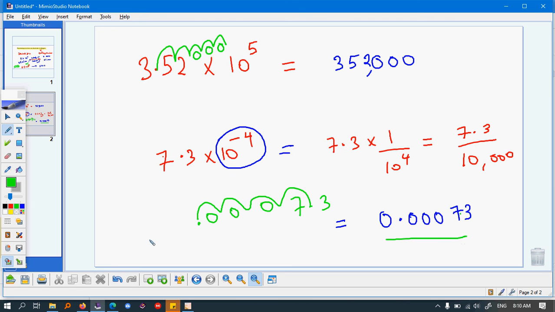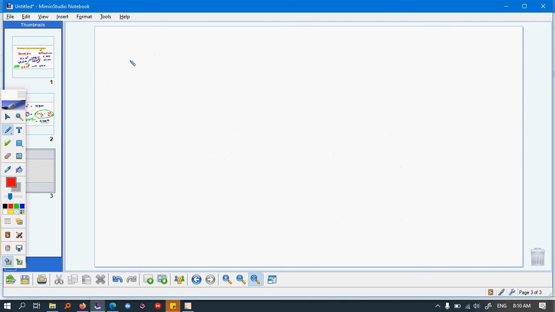Now, when you're working out, you don't have to do all of this. You can just go straight away to moving that decimal point 4 steps to the left, because you know what 10 to the power negative 4 will mean. That times 10 to the power negative 4 is basically divided by 10 to power 4. So let me give another example where I'm not going through all those steps. So if I have my number as 3.68 times 10 to the power negative 5.